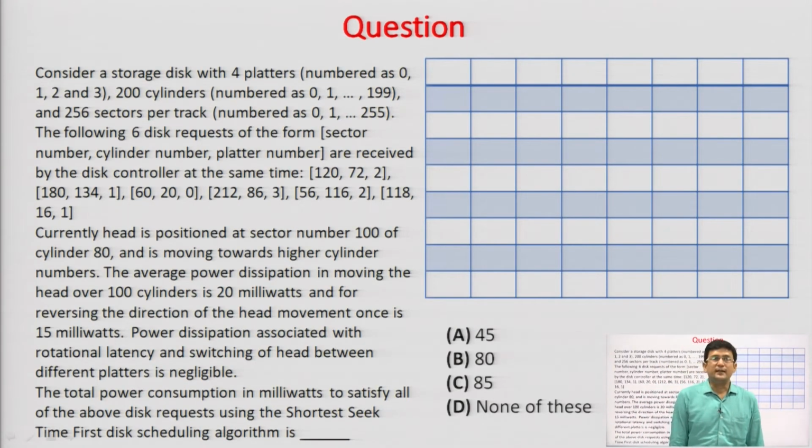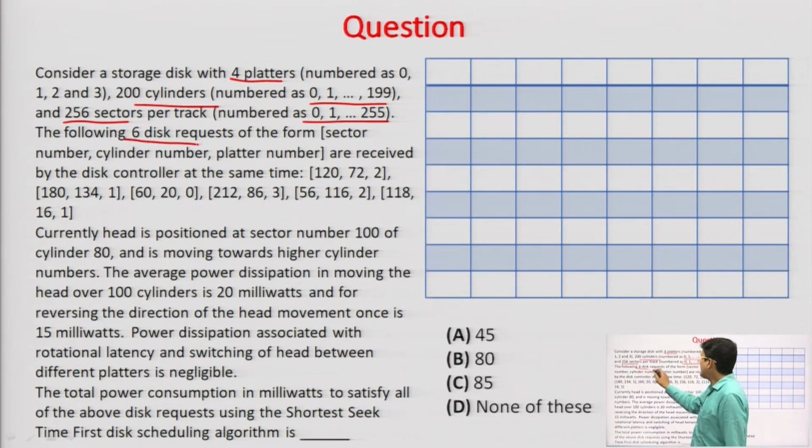Let us take another numerical. It is saying that there is a disk which has 4 platters. 4 platters means there will be surfaces 0, 1, 2, 3, 4, 5, 6, 7. There will be 8 surfaces total, and there are 200 cylinders which are numbered from 0 to 199. On each track there are 256 sectors, numbered 0 to 255.